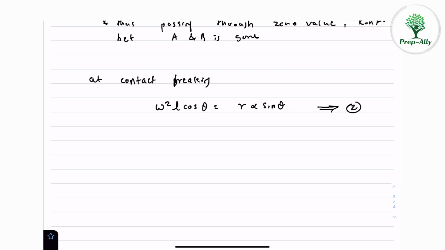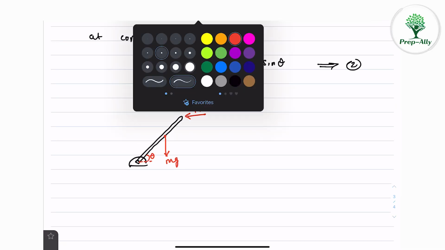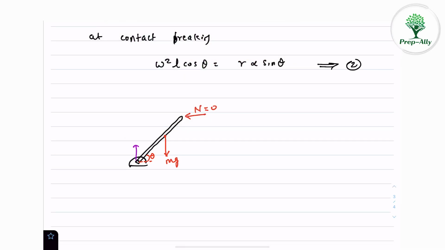At this contact breaking condition, what is alpha? So let us see. At the contact breaking condition, we have to calculate the alpha. For that, tau is equal to I alpha. Now contact is breaking at this moment, so normal force on the rod is 0 from the block, which means apart from that normal force which is 0, there is a mg force at this angle theta, and apart from that there are hinge reactions which don't provide any torque at all about the hinge.